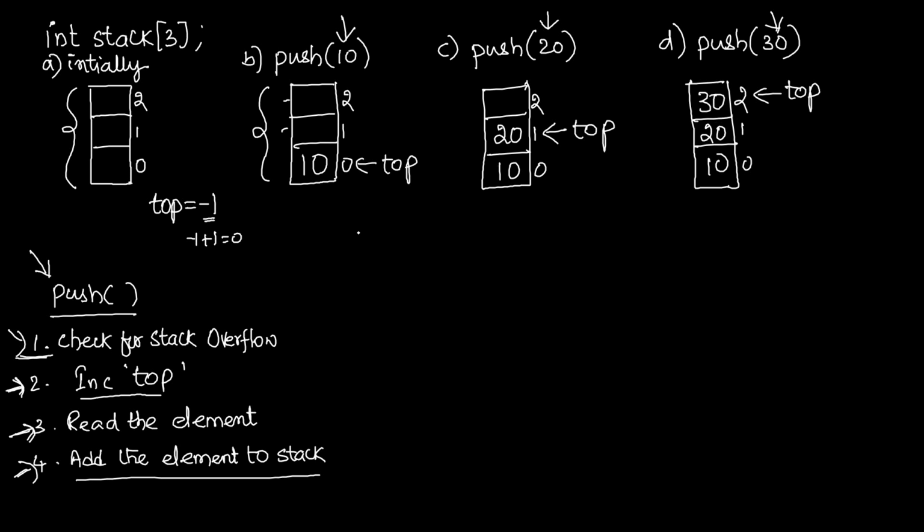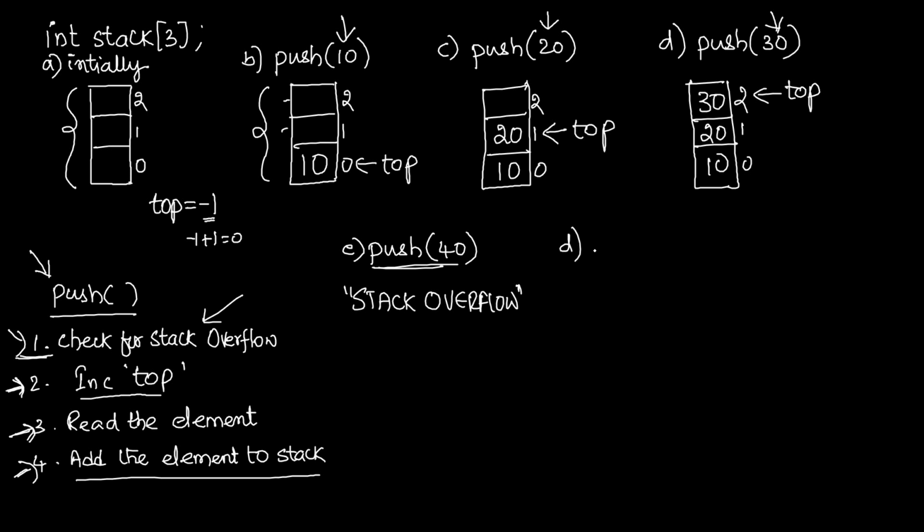Now the stack is full, right? And if I try to insert one more element, that is push of 40, what is going to happen? See here, in the first step, check for stack overflow. The stack is already full. So whenever the stack is full, you cannot add one more element. It leads to an error situation. I told you already, that situation is called stack overflow. So you cannot add one more element.